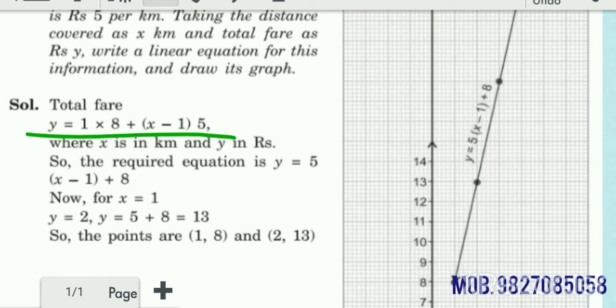Okay, when we put x is equal to 1 here, so x is equal to 1. Now here we can easily say that the equation is y is equal to 5 times (x minus 1) plus 8.